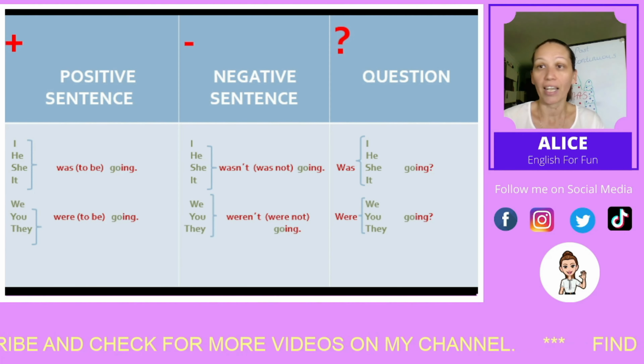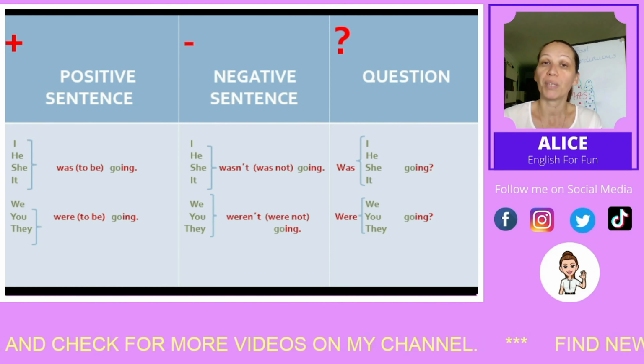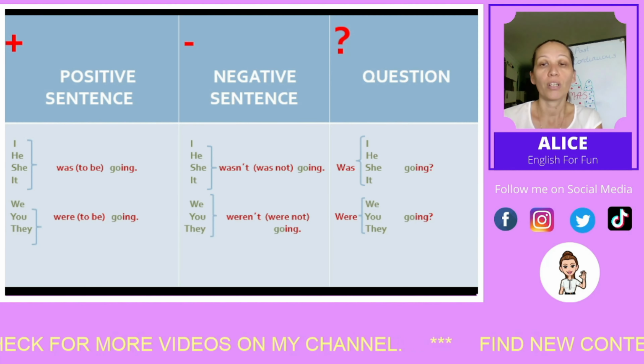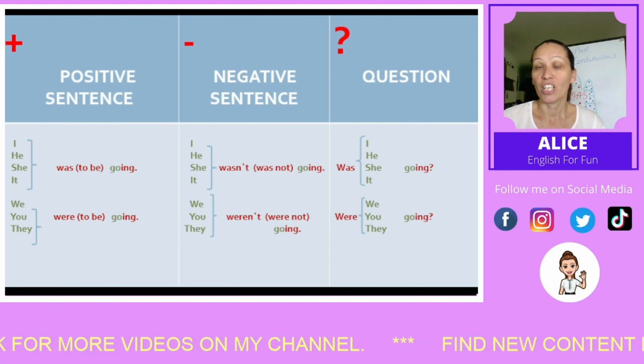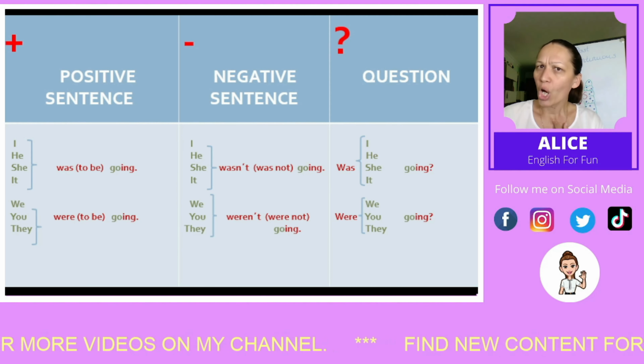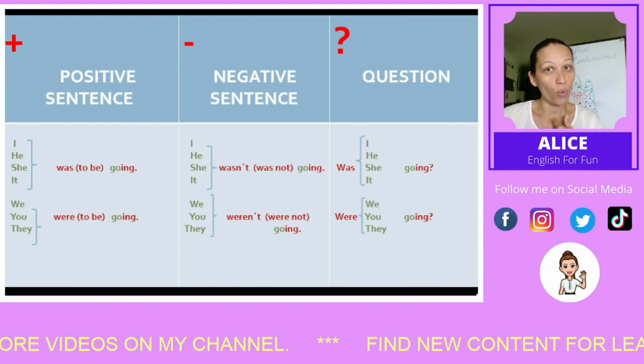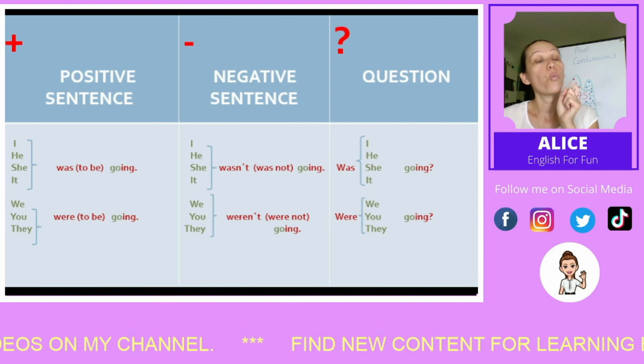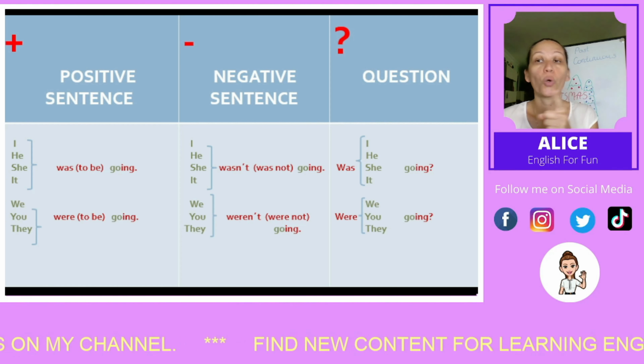Let's make a question. Again, it's easy. We need to put the verb to be at the beginning of the sentence, then we put the subject and verb with ing ending. So, was I going? Was he going? Was she going? Was it going?